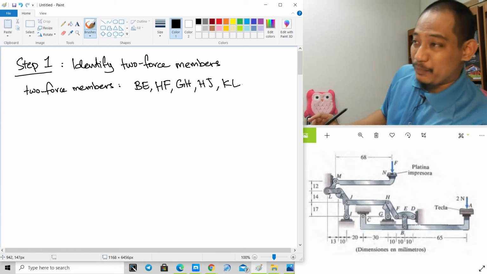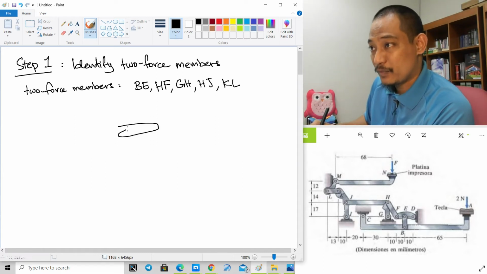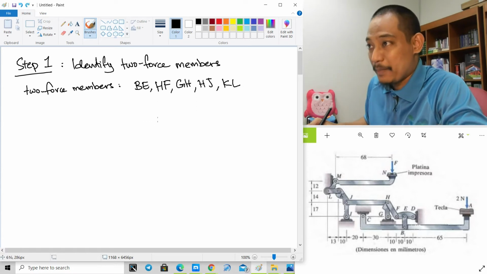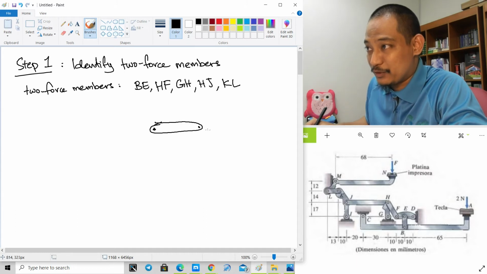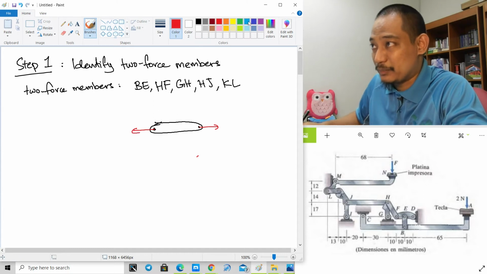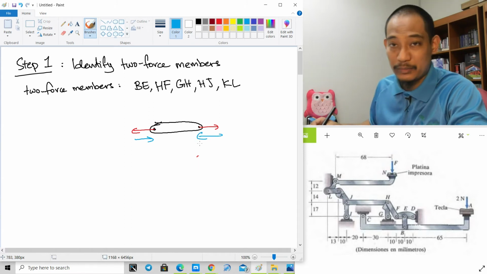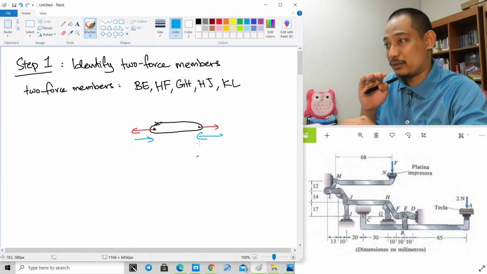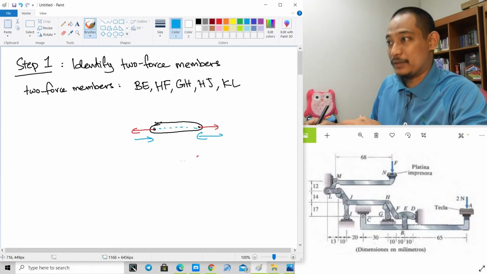So now, why is it important to identify a two force member? Because we know when we have a two force member, sorry, the drawing is so bad, for example something like this, with a force at this point, there's only two possibilities, right? One is if it is under tension, right? Another possibility is it is under compression. There's no X and Y to consider. It's always along these two points, right?